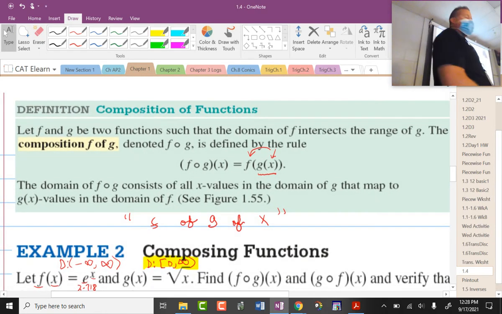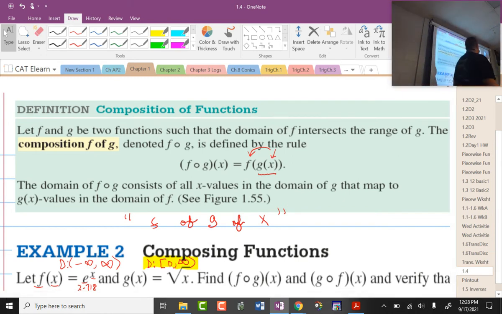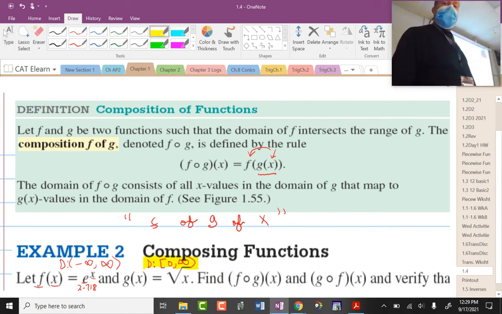Let f and g be two functions such that the domain of f intersects the range of g, the composition of f and g, denoted by, I don't know if you have to write that down. I don't know how much meaning that sentence has. Here's what you're actually doing when you write this down here, f of g of x. That's how we state what is happening up here. F of g of x, and really focus on that notation.